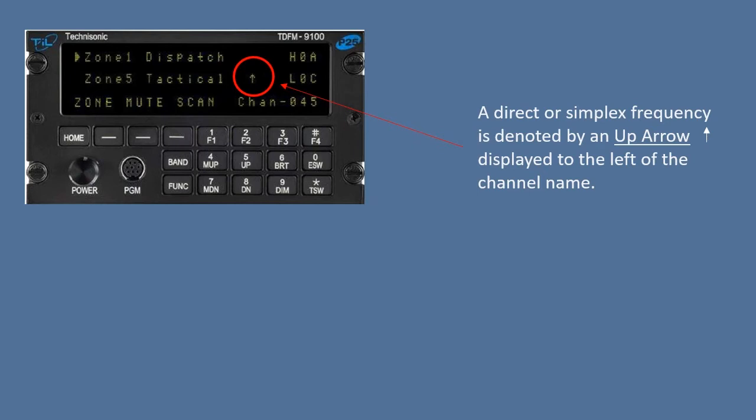The up arrow denotes that we are on a direct or line of sight frequency. This is good information because if we're not talking to somebody, it could just simply be we need a little more altitude, or it could be that they've gone behind something that we can no longer talk to. Moving the aircraft or changing altitude might help correct the problem. It may not. But we know that we're talking line of sight.